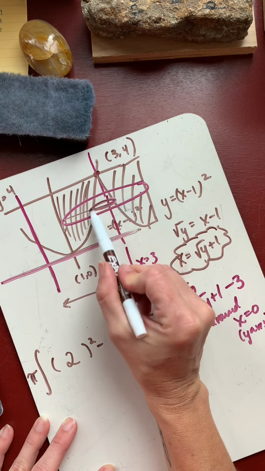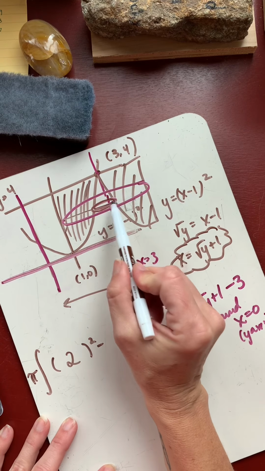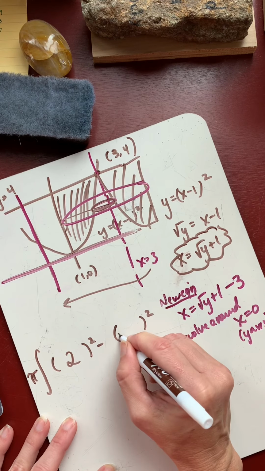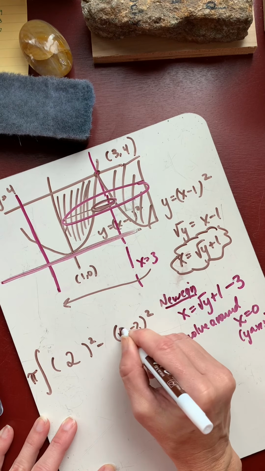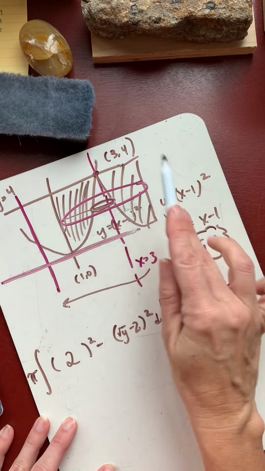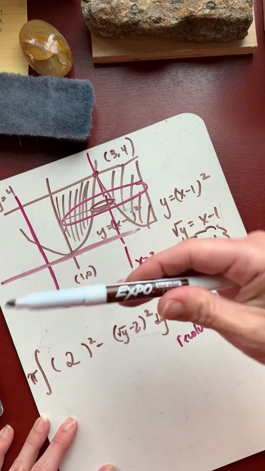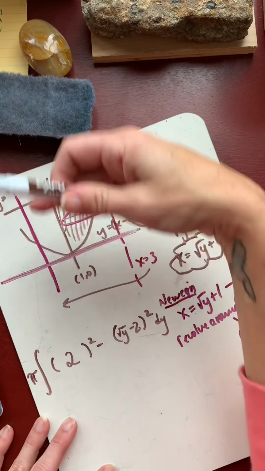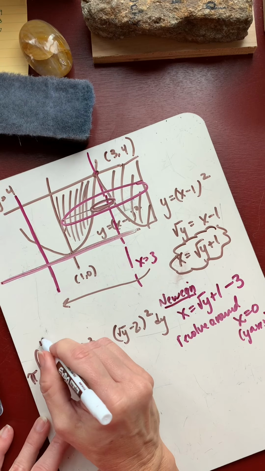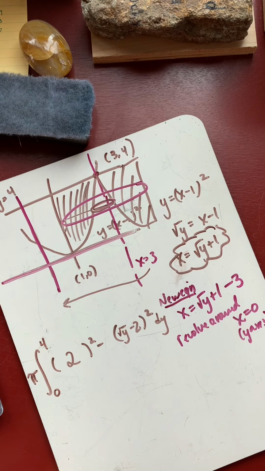My inner radius is now the curve, which I just manipulated a little bit to make it the square root of y minus 2. This is all with respect to y. And when I rotate around vertical axes, I integrate from bottom to top. So my bottom y is 0 and my top y is 4. This is what I'm going to integrate.